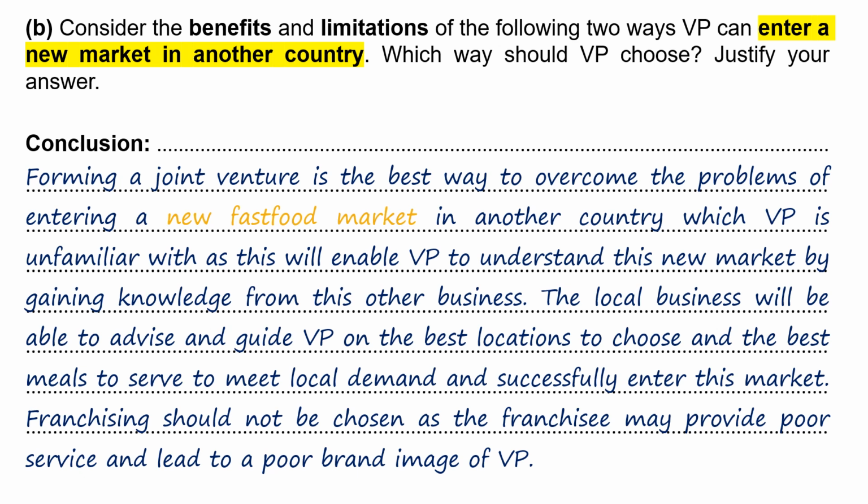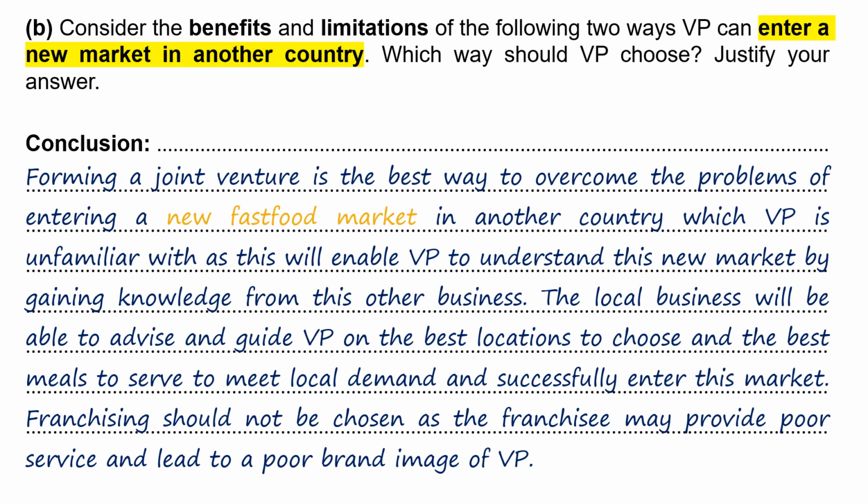We are making reference to the case study by writing problems of entering a new fast food market in another country. Next, which VP is unfamiliar with, as this will enable VP to understand this new market by gaining knowledge from this other business. So we have to explain our answer why joint venture is the best way. The local business will be able to advise and guide VP on the best locations to choose and the best meals to serve to meet local demand and successfully enter this market. We are developing our analysis now.